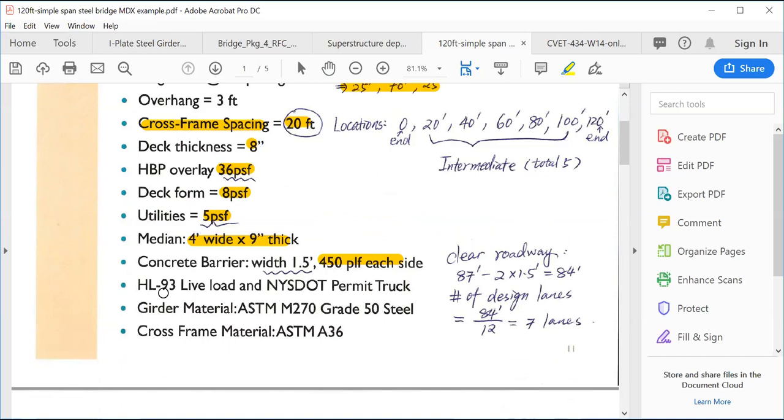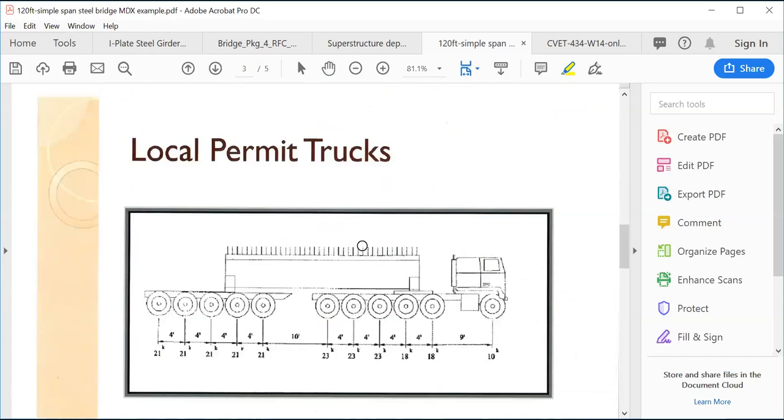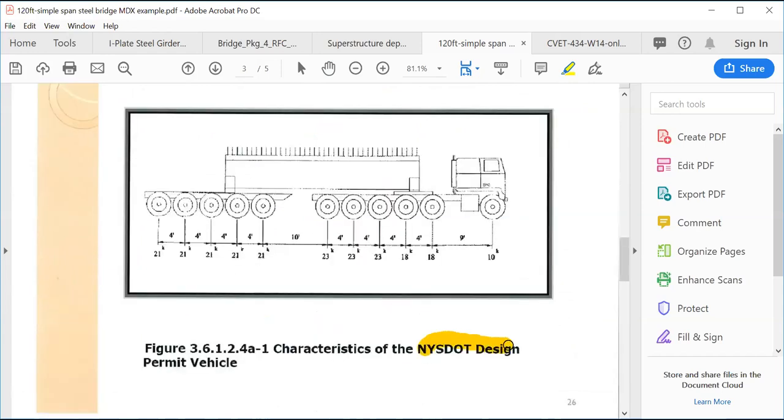And the live load, we consider HL 93 live load as well as New York DOT permit truck. Okay, so the configuration of the permit truck is right here, and we can find the axle load and axle spacing. For New York DOT permit truck, we have 11 axles, and the axle load magnitude and spacing are listed in this figure.